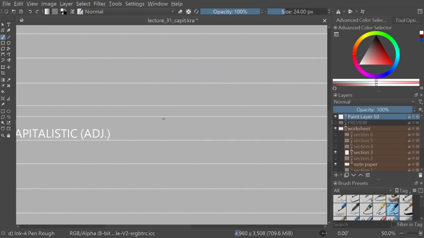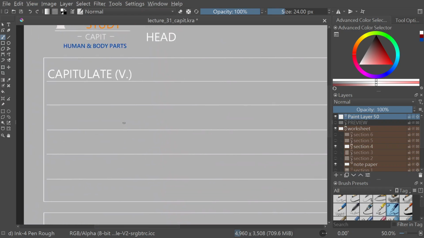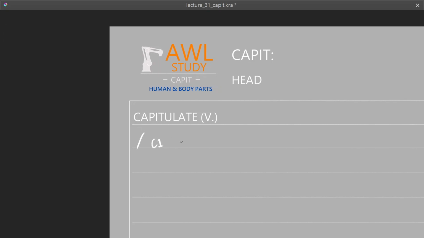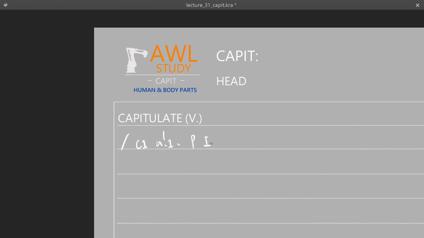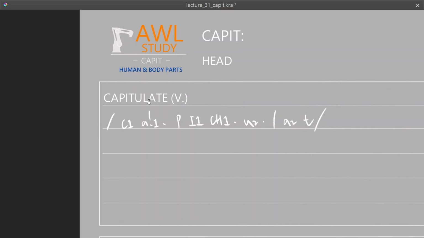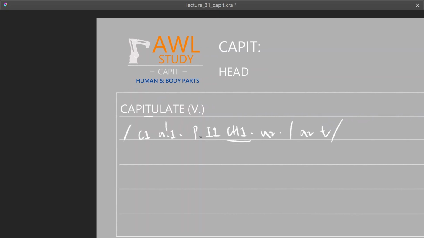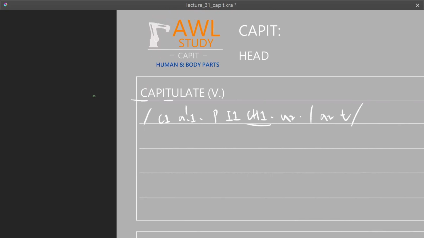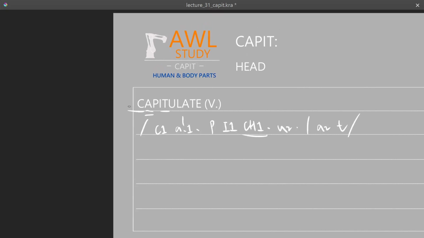Alright, next we have capitulate. The first sound of CH is relaxed for blending purposes, because capitulate is easier to pronounce. And C says K, because it's not followed by E, I or Y.